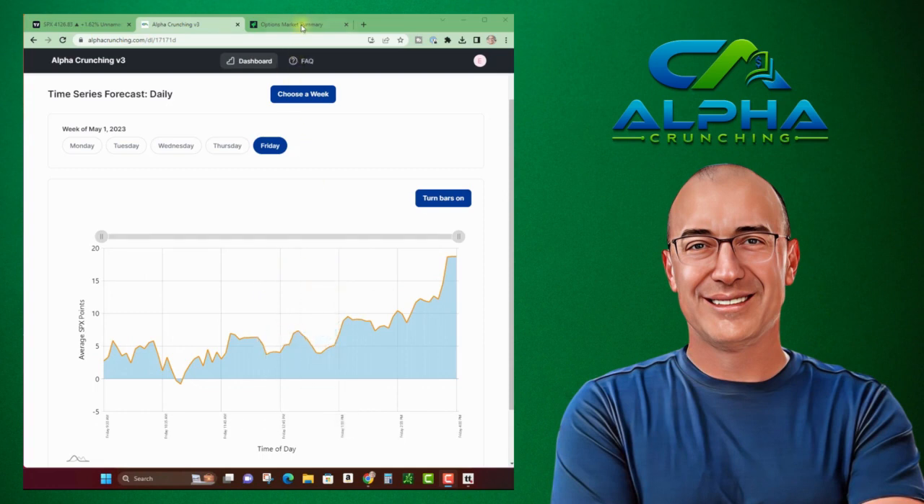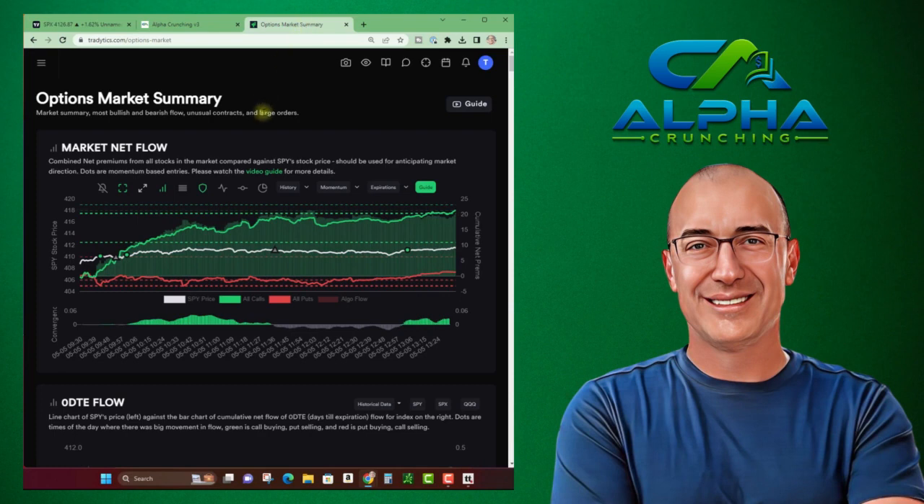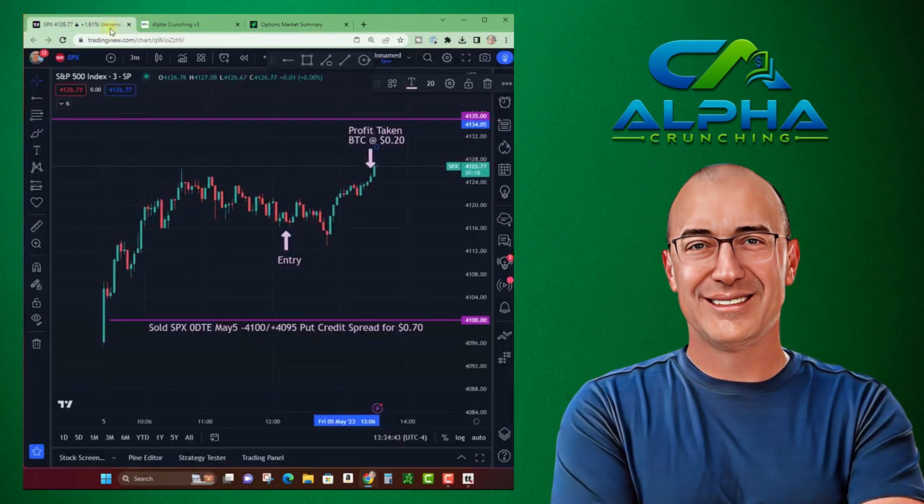And then for real-time market, I like to look at market net flow. Today, market net flow from TradeIdex was bullish. TFC, or time frame continuity, was green as well. So ultimately, I'm looking at a bullish trade.